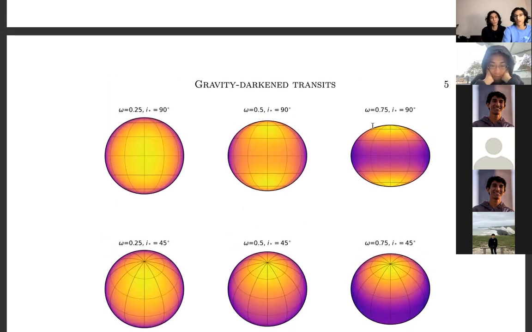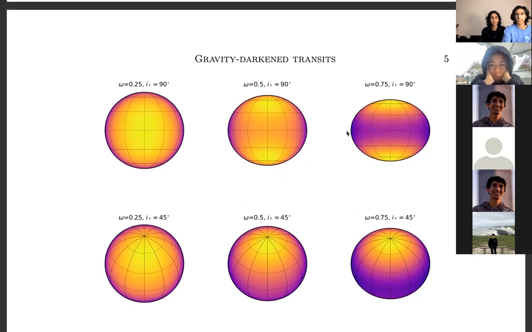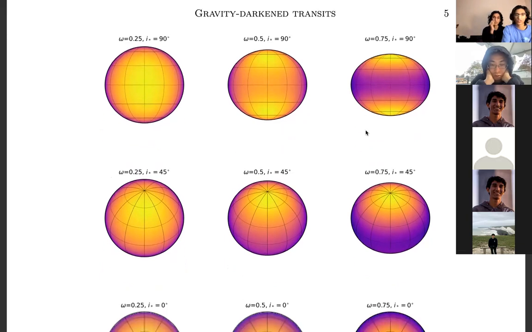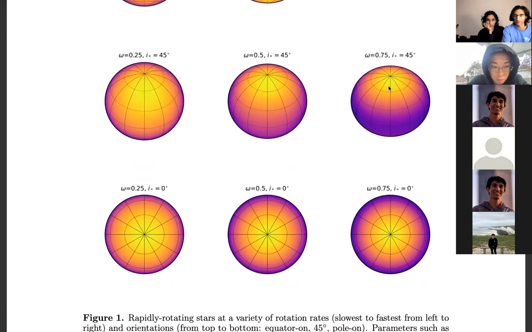So this is how stellar rotation affects stars, in a sense. You have gravity darkening, and the other important quantity is oblateness, which you can define. If you can approximate the star as an ellipse, you can define the oblateness using the semi-major axis of this ellipse. And it is also trivially related to the rotation rate of the star.